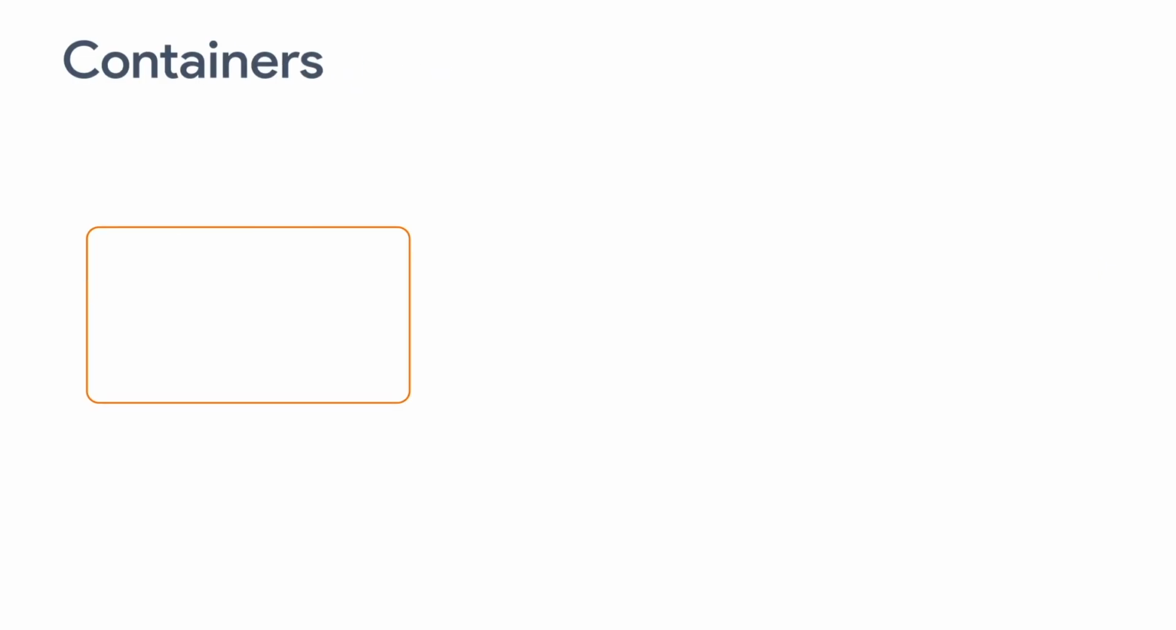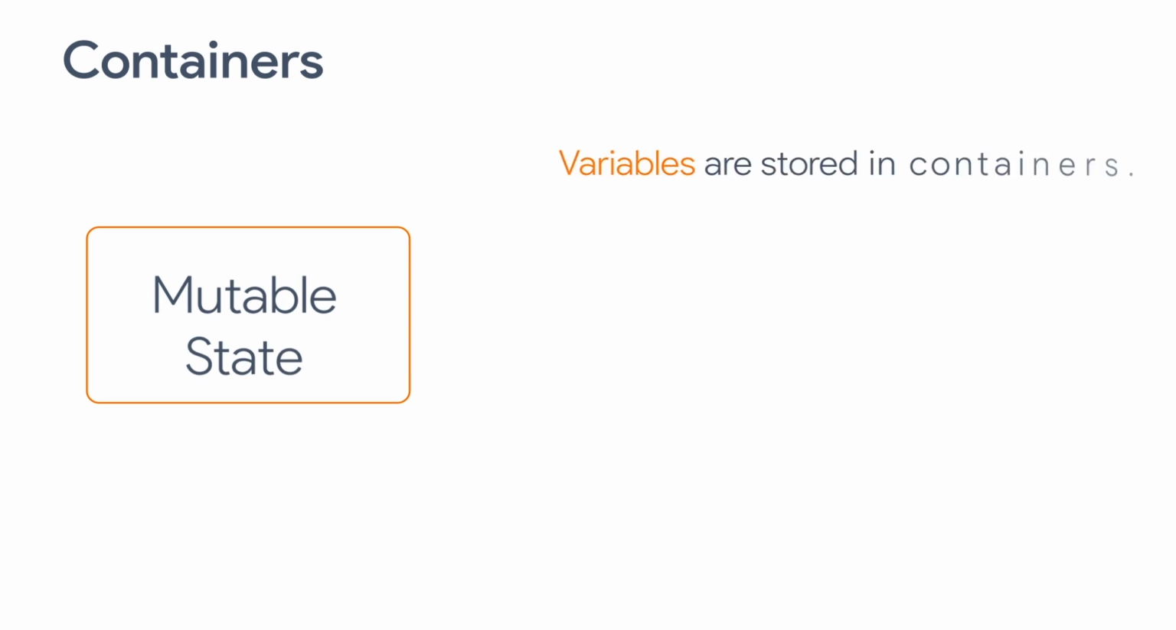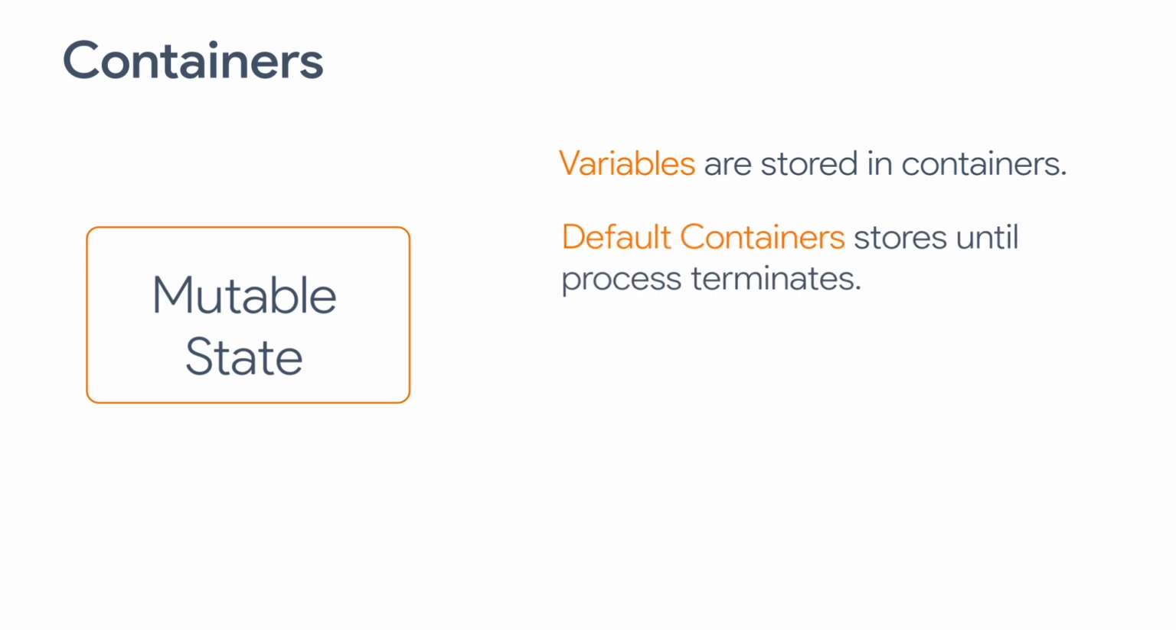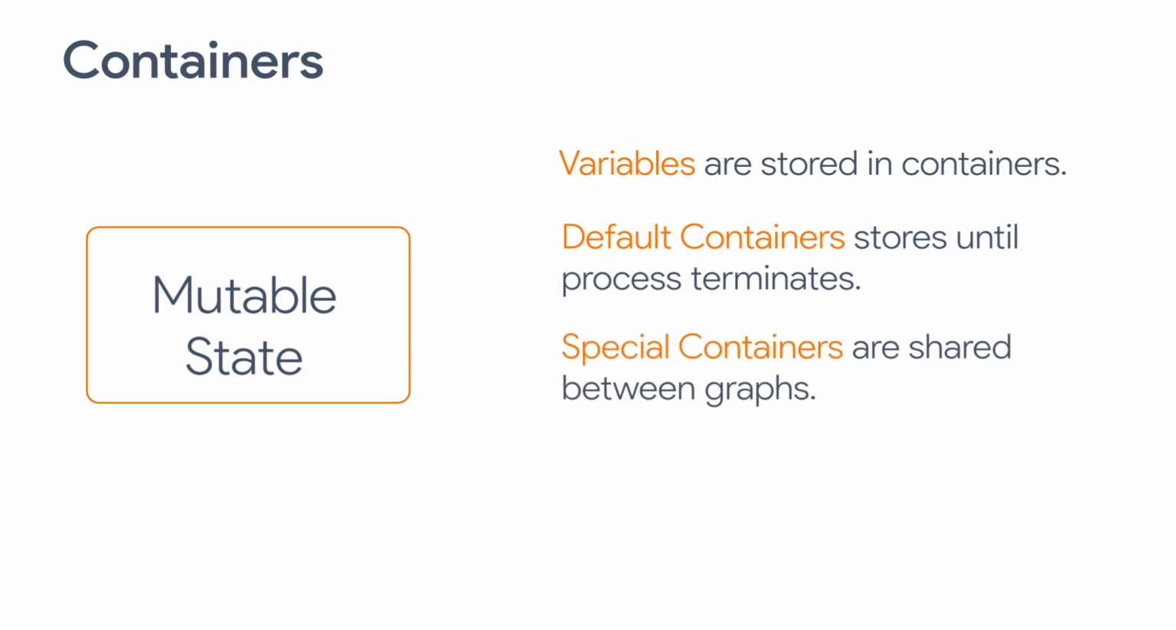A container is the mechanism in TensorFlow for managing longer-lived mutable state. As we know, variables have long-lasting persistent storage, and that is only because of containers. Default containers can persist state until the process terminates. But there are also special containers that can be shared between two completely disjoint execution graphs.